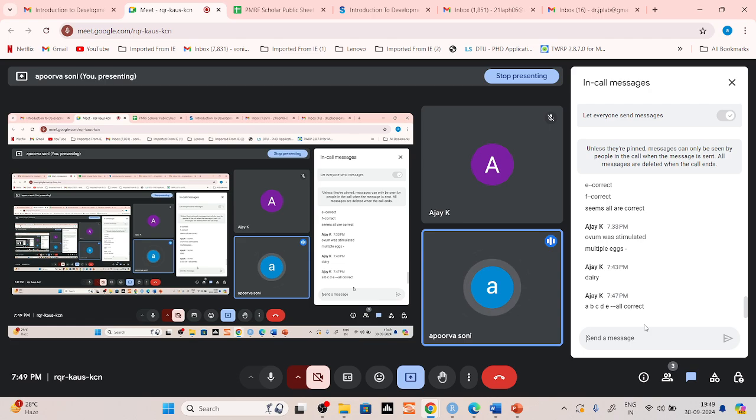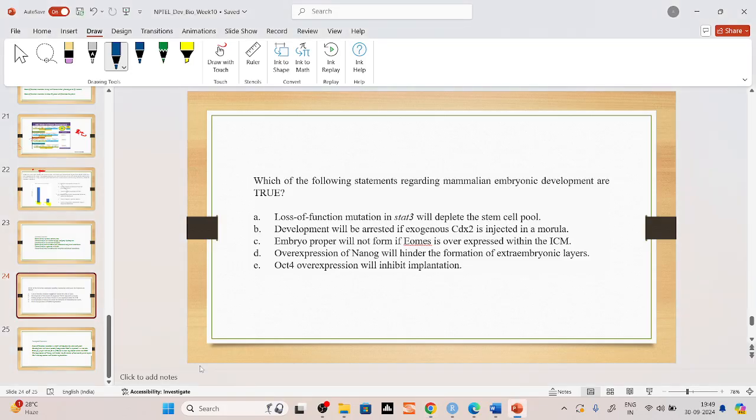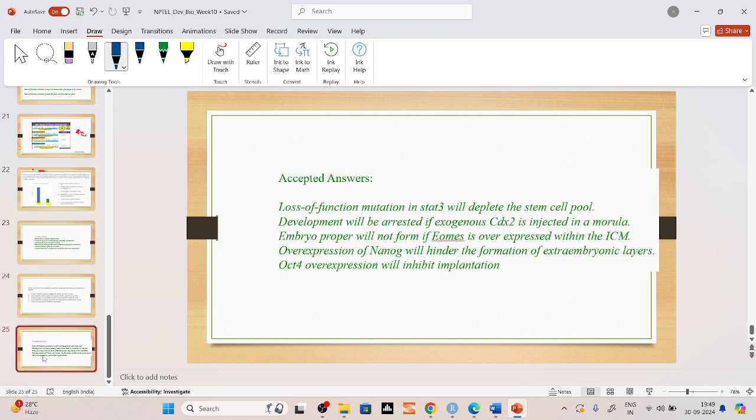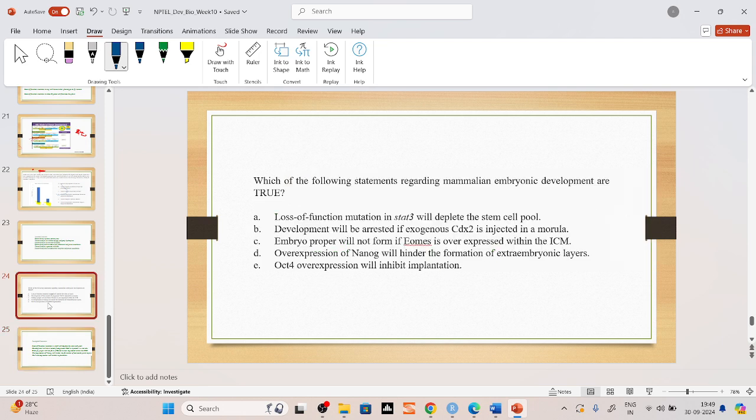So, A, B, C, D, E, all are correct. And I think it's right. One, two, three, four, five. Yes, all are correct. Okay, let us see what are the options. So here we have to select the true statements regarding mammalian embryonic development.